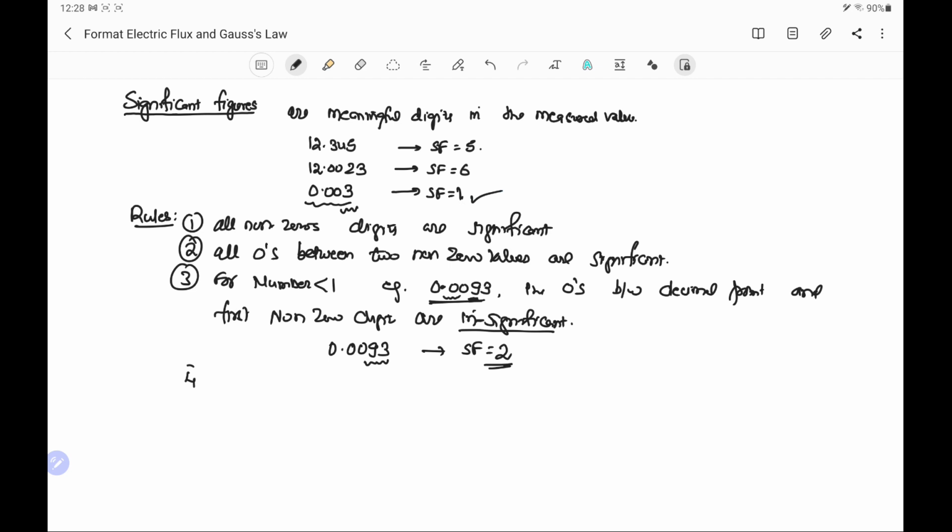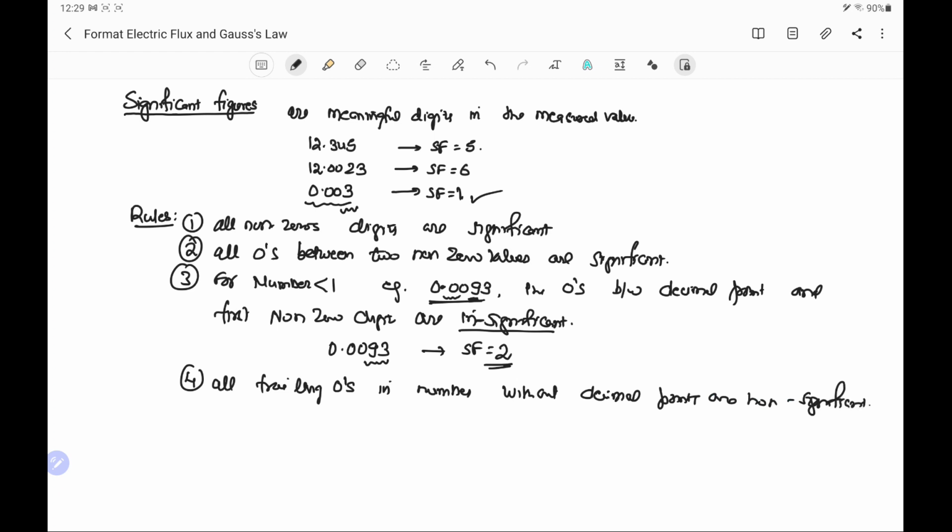Similarly, the fourth point is that all the trailing zeros in a number without a decimal point are non-significant.